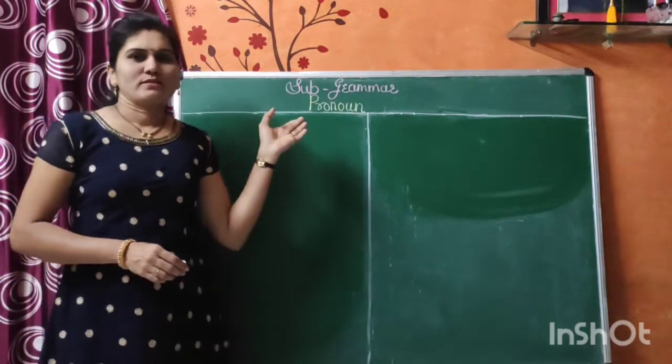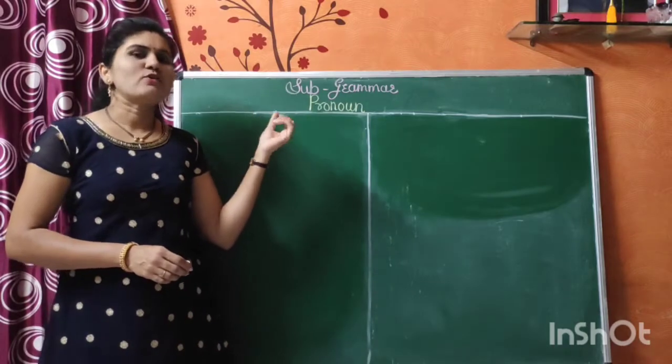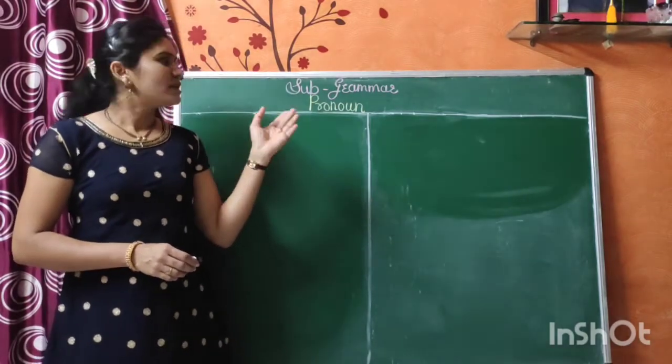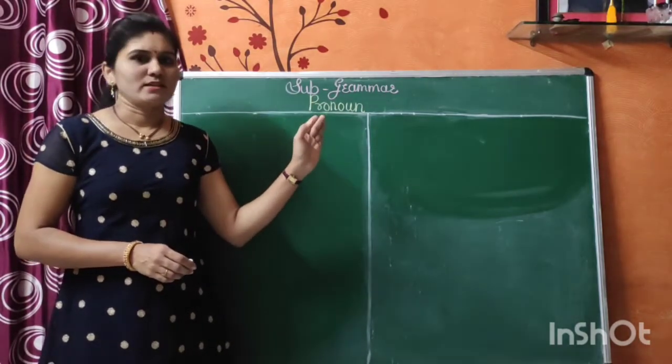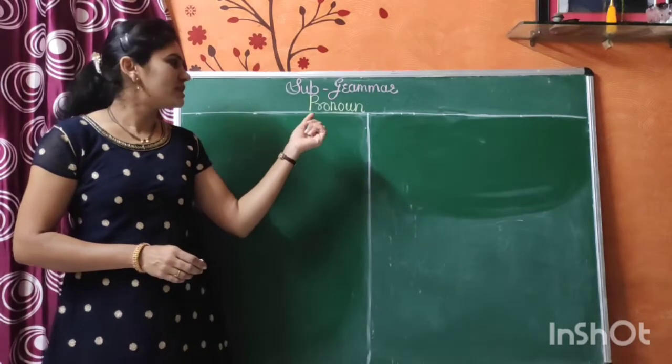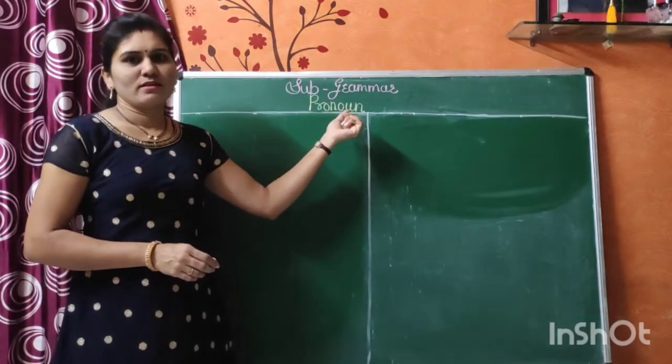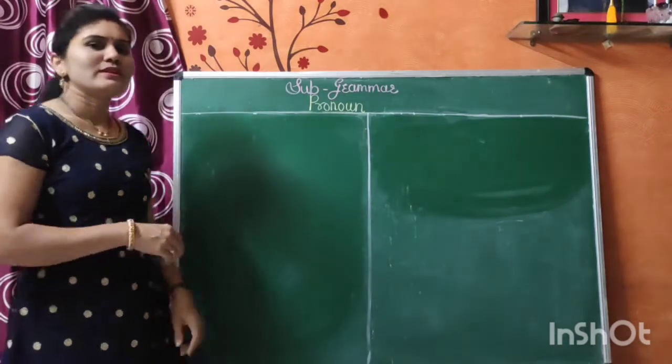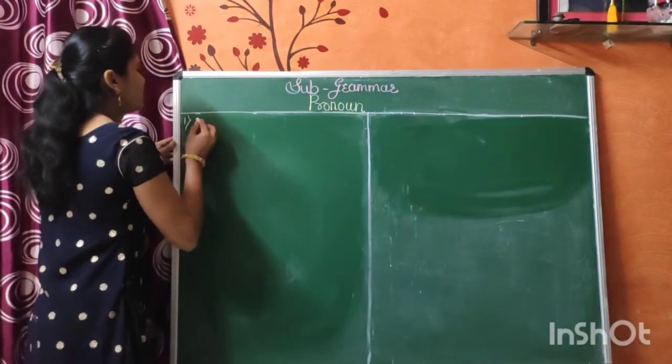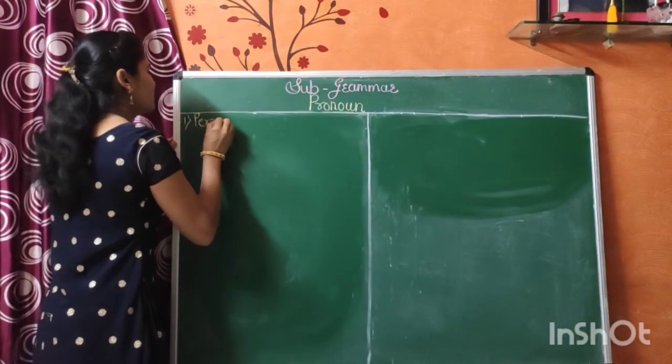Pronouns are the words which are used instead of a noun, means instead of repeating the noun again and again. The words we use, these are called as the pronouns. So there are 9 types of pronoun. Let's see. The first type of pronoun is personal pronoun.